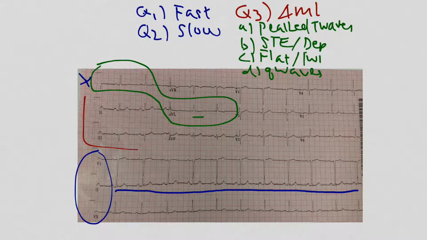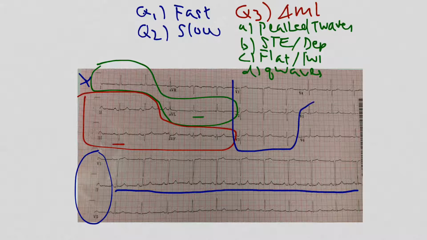We'll then look at our inferior leads, 2, 3, AVF. And again, we're going to ask ourselves, do we see any peaked T waves? Do we see ST elevations or depressions? Are there any flattened or inverted T waves? Do we see any Q waves? And what we see here are isolated Q waves in lead 3. Again, since this is only in 1 lead and isn't in 2 contiguous leads, we cannot be as concerned about it. Now we'll look at our anterior leads, which are V1 through V4.